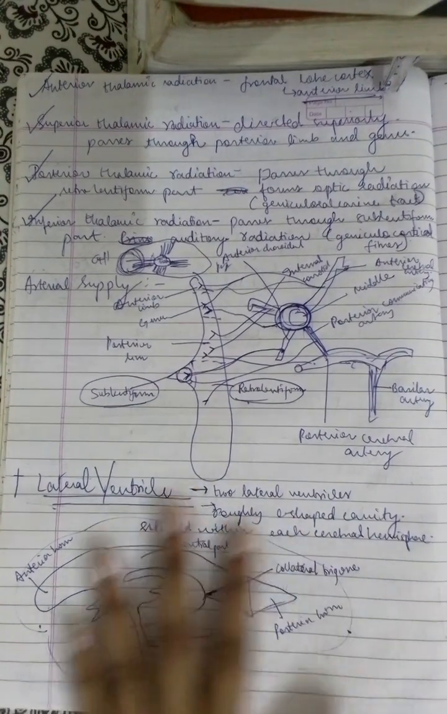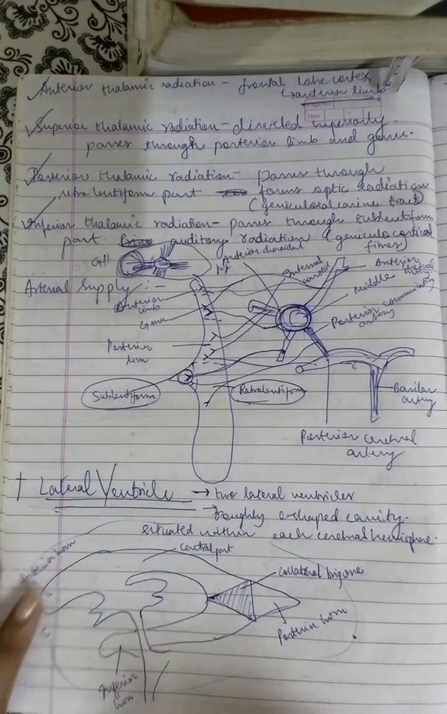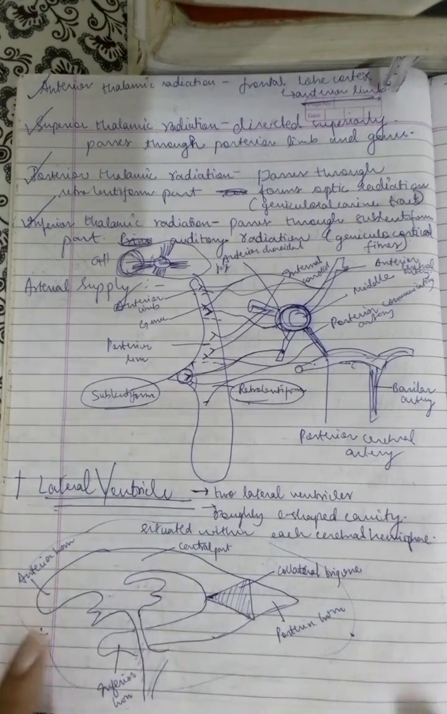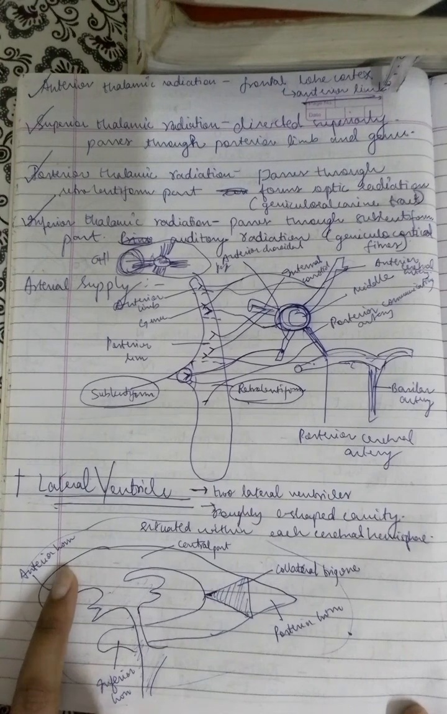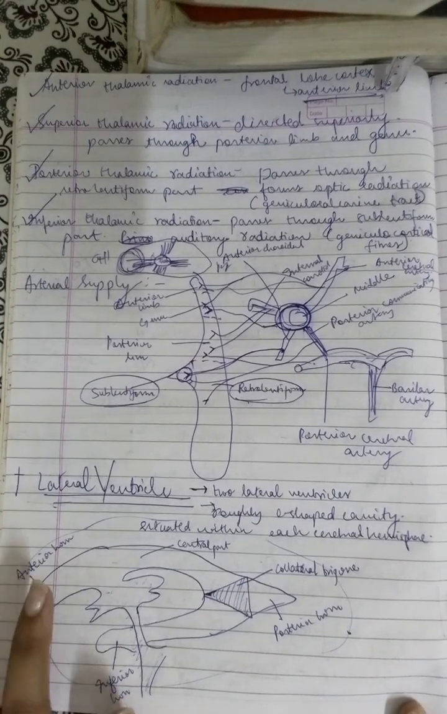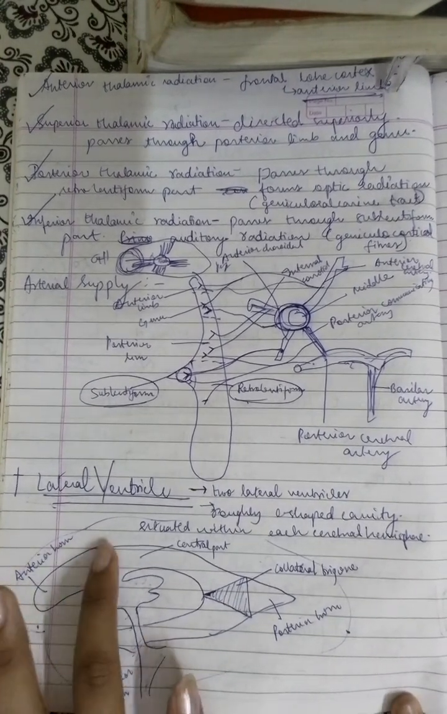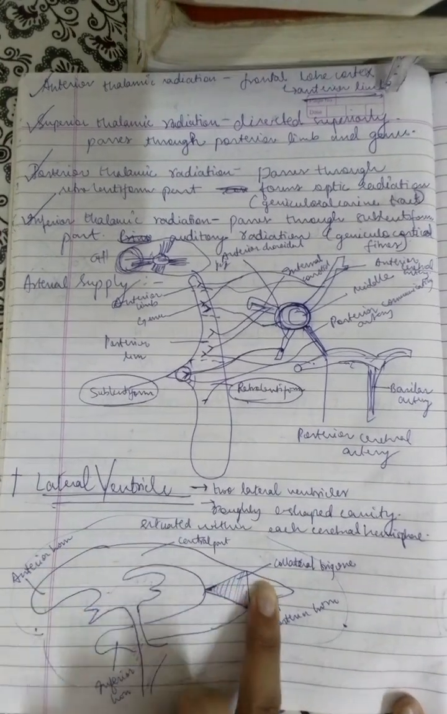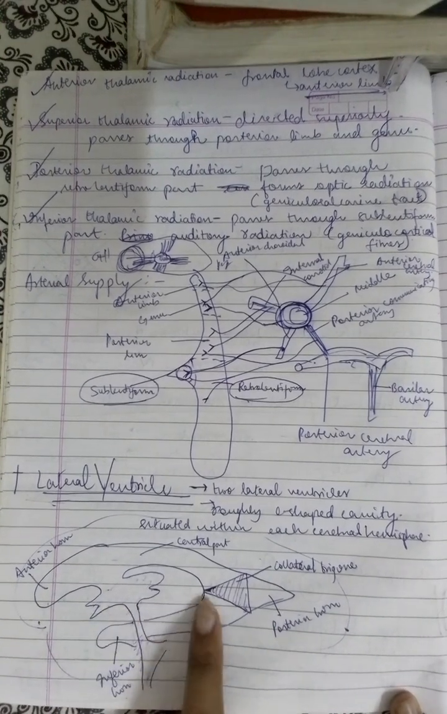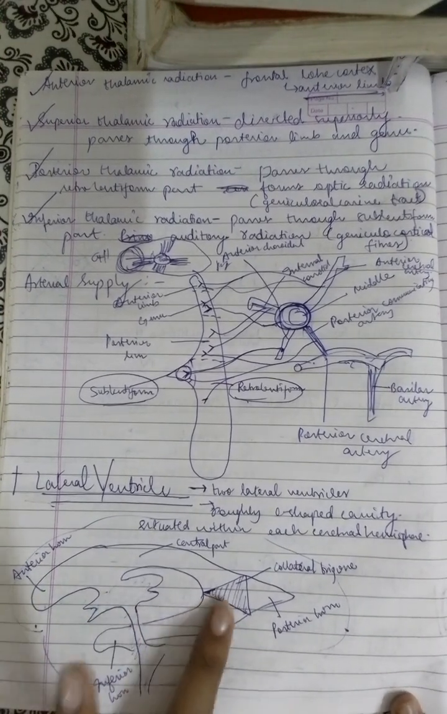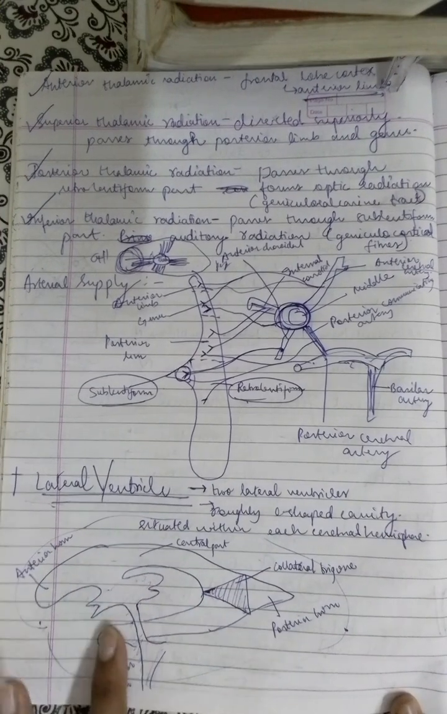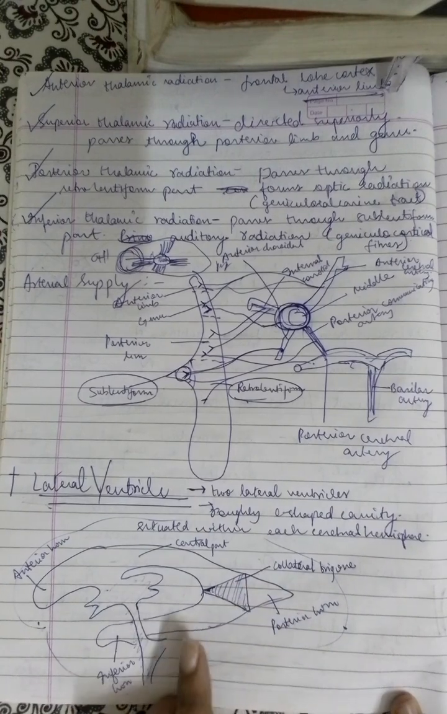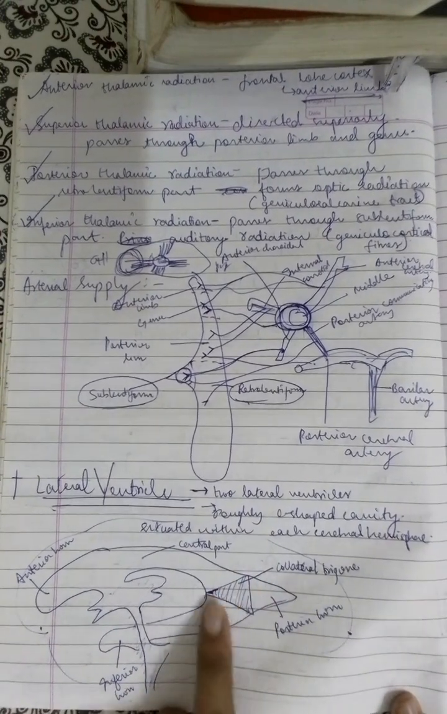Now I am going to tell you the parts of the lateral ventricle. This is the fourth ventricle, and this is the tracing of the cerebral fluid. This is the anterior horn of the lateral ventricle. This is the central part or body of the lateral ventricle. This is the posterior horn, and this is the inferior horn. So these are the parts: anterior, posterior, inferior, and central or body. The place where the central part, posterior horn, and inferior horn meet forms the collateral trigone.